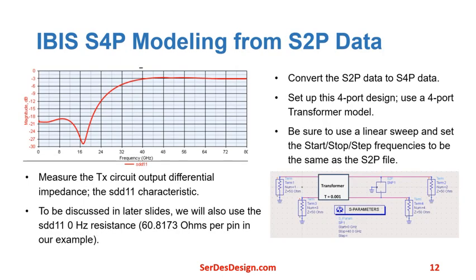Fortunately, the IBIS S4P data can be obtained from S2P data. I've used this approach with my customers for many years. All that is required is to measure the transmit output differential reflection coefficient. This is called the SDD11 characteristic. To be discussed in later slides, we will also use the SDD11 0 Hz resistance value.